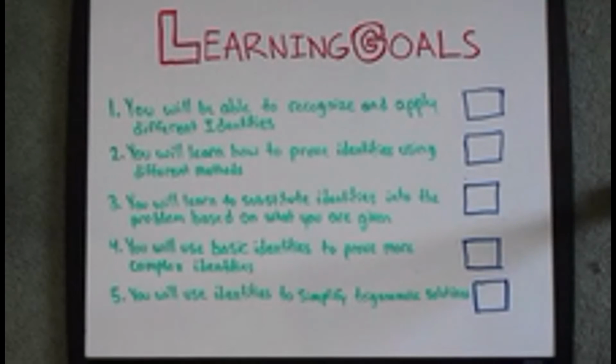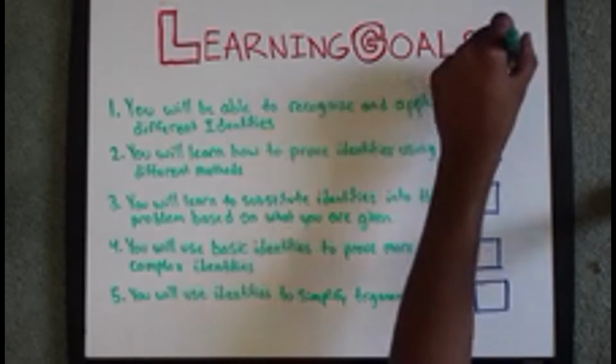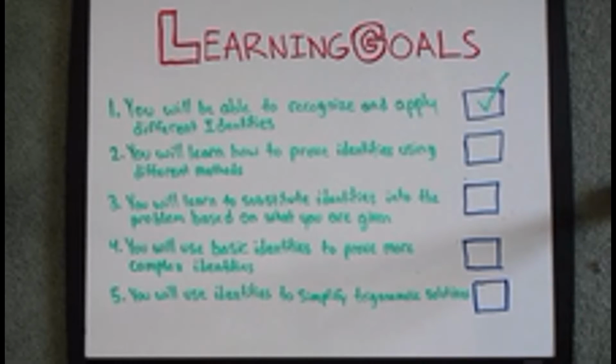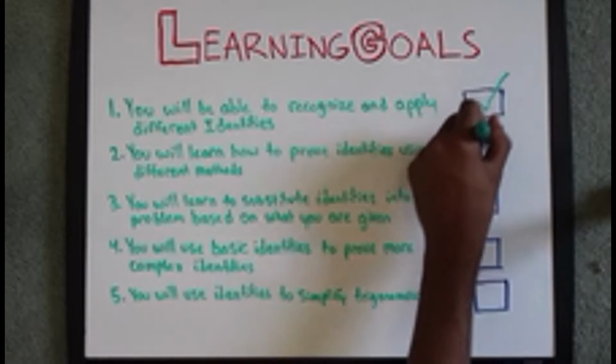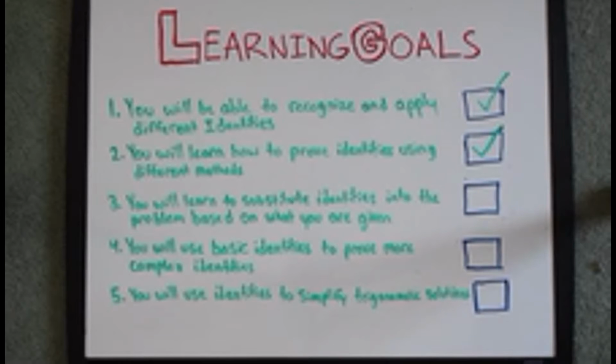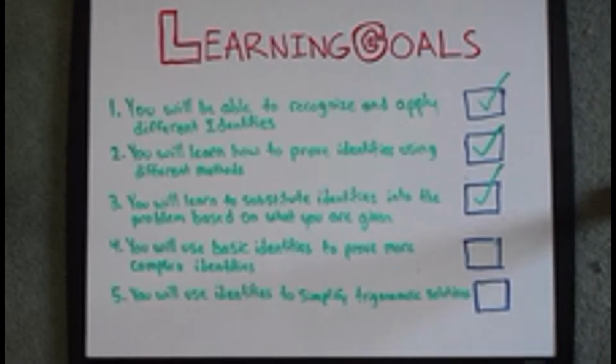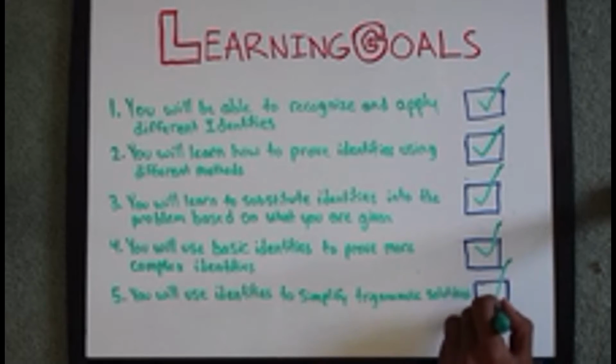Alright, so these are the learning goals for this video. By the end of this video, you'll be able to recognize and apply different identities. You will learn how to prove identities using different methods. You will learn to substitute identities into the problem based on what you are given. You will use basic identities to prove more complex identities. You will use identities to simplify trigonometric solutions.